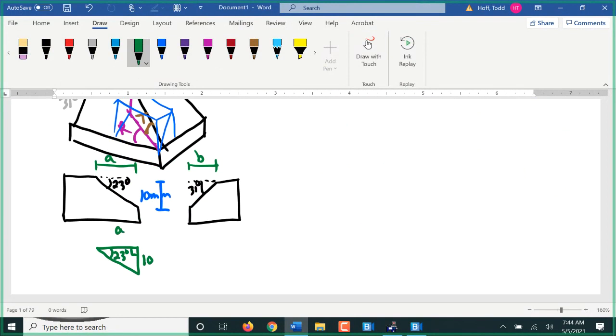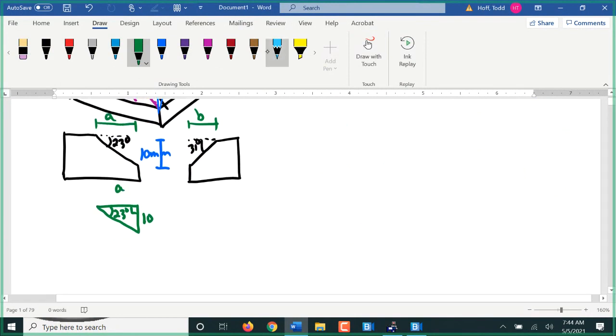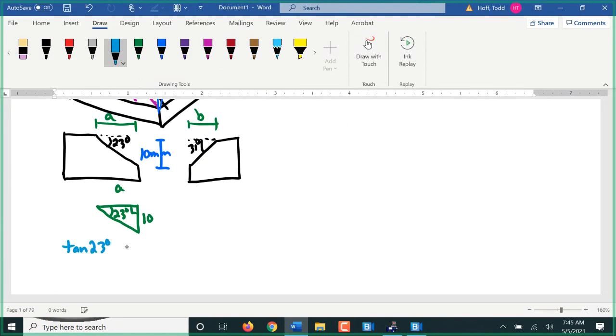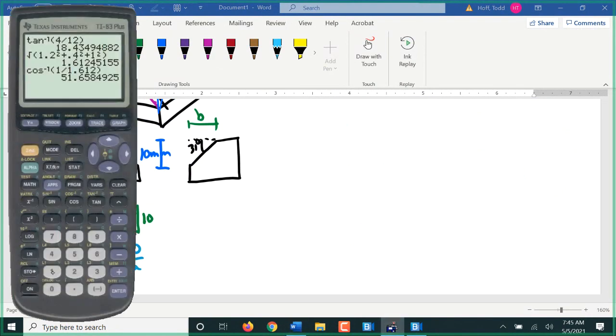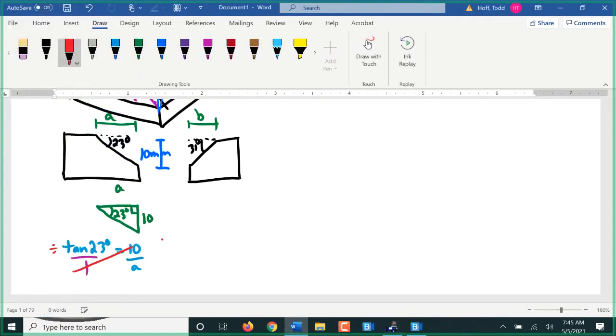Dimension A is found out of this triangle here. What trig function involves the two sides I have there? Tangent. Tangent of 23 degrees equals the opposite side of 10 over the adjacent side of A. So I'll put this over 1 so I can cross multiply and divide. 1 times 10 is 10, divided by the tangent of 23 degrees. It's 23.56 millimeters.